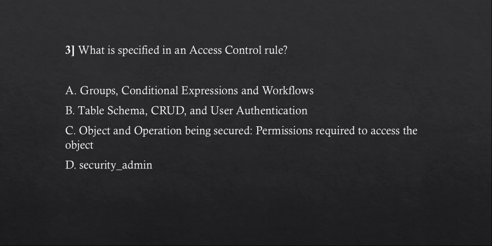Next question. 3. What is specified in an access control rule? A. Groups, conditional expressions, and workflows. B. Table schema, CRUD, and user authentication. C. Object and operation being secured, permissions required to access the object. D. Security_admin. Answer: C.